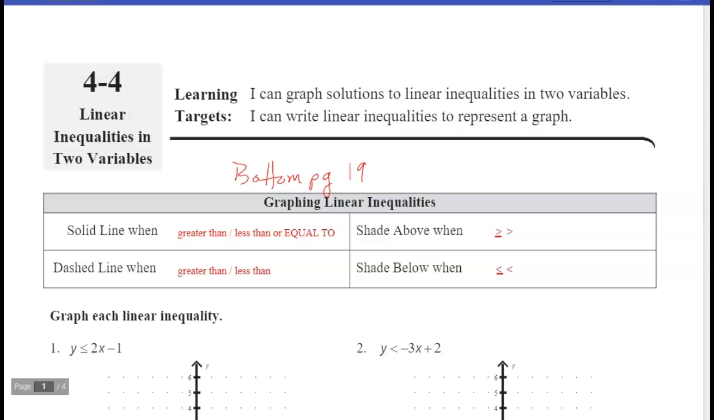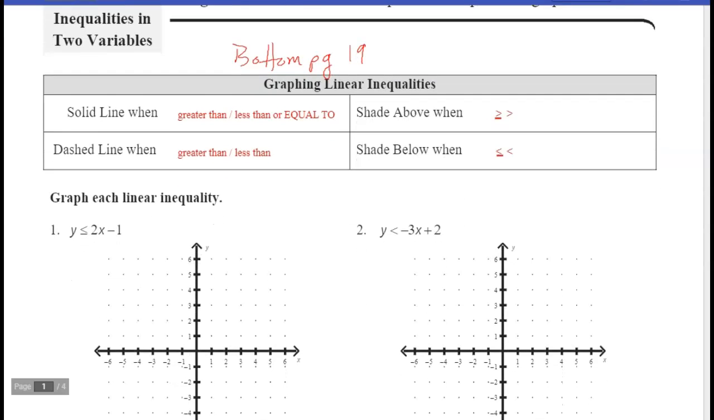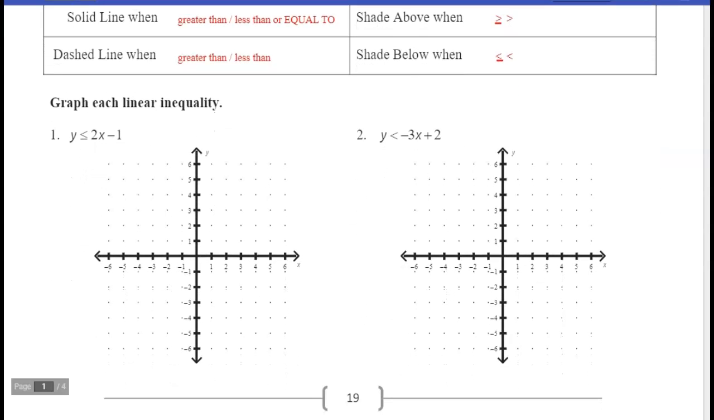So we're on the bottom of page 19 in your notes. We are graphing linear inequalities with two variables. So that's your goal today. You're going to be able to graph them and write them. I know that a couple days ago, actually yesterday, we used some Desmos, but today I want you to go back to doing these things by hand because they're very simple graphs. And there are some things that we're doing to them that you can't do on Desmos anyway.